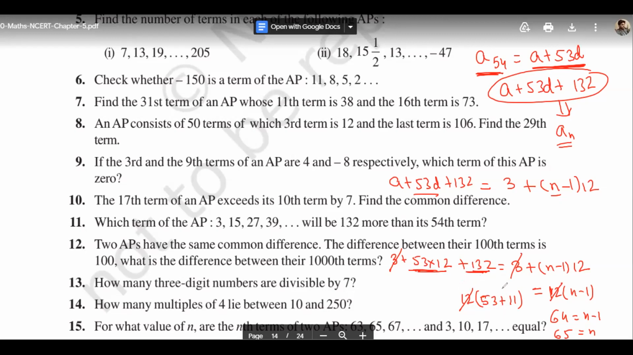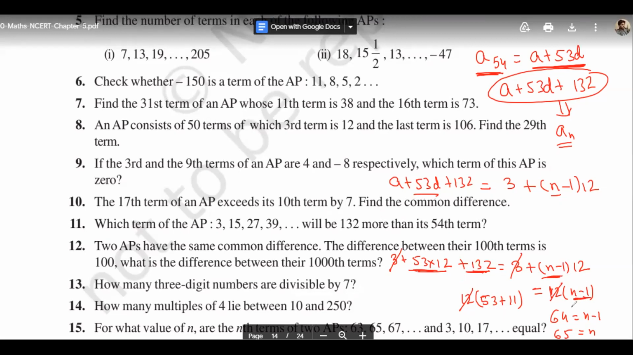So when you take the 12 common from these two terms, you will get 53 plus 11, and here you know that this 12 is being multiplied with this bracket, so this 12 and this 12 will get cancelled out. Then you will find that n minus 1 is equal to 64, because when you add these two terms you get 64. Then this will go to that side, and you will get n is equal to 65. Got it?